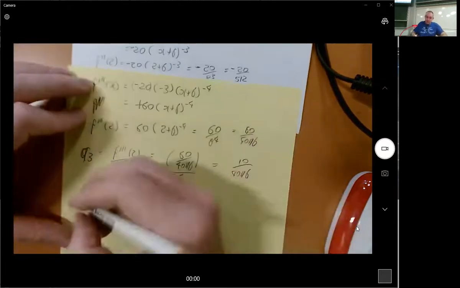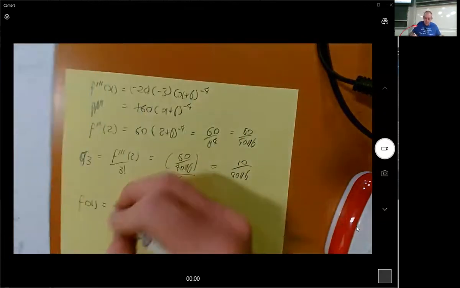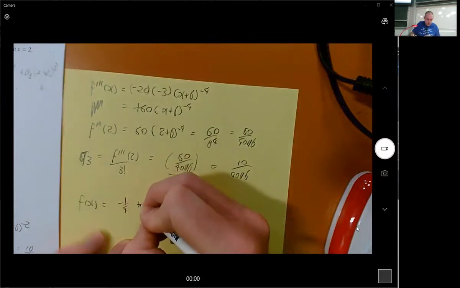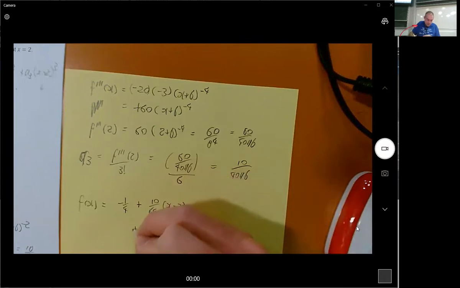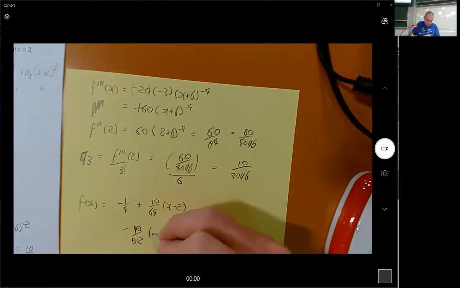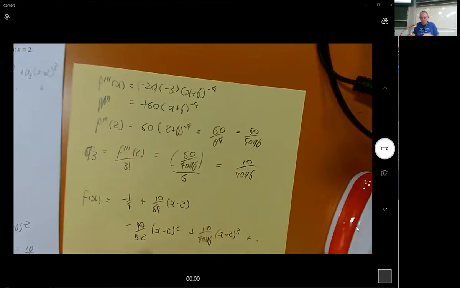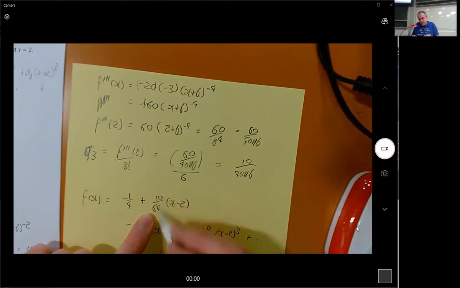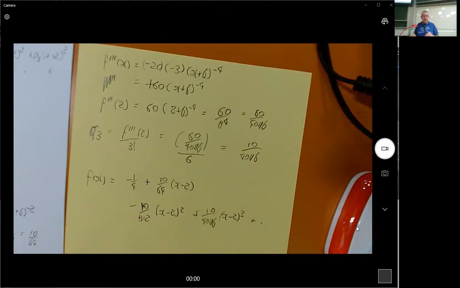And so therefore the first 4 terms are, where did that go? Minus a quarter plus 10 on 64 times x minus 2, minus 10 on 512 times x minus 2 squared, plus 10 on 4096 times x minus 2 cubed, and then there's the rest, but they didn't ask for that. And I probably should have simplified these because 2 goes into both 10 and 64, but I can't be bothered. So I'm just going to leave it like that.